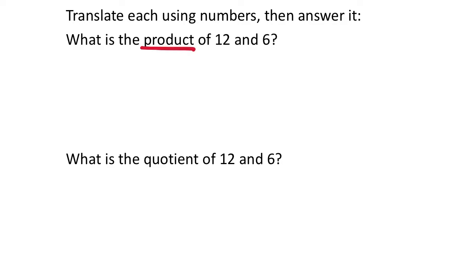12 and 6. Well, product is multiplication, right? And what were the two numbers they gave us? It was 12 and 6. So I just need to multiply 12 and 6. Okay, so this would be the translation, which was pretty direct in this case.